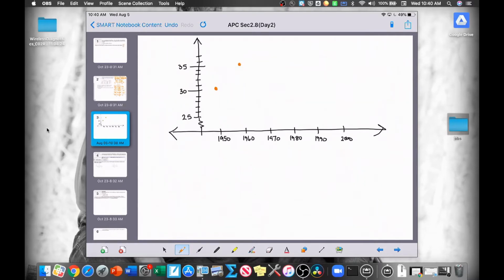1970, 34. 1980, 28. 1990, 25.7, and 2000, 25.7. So here is what my original function P of t looks like.